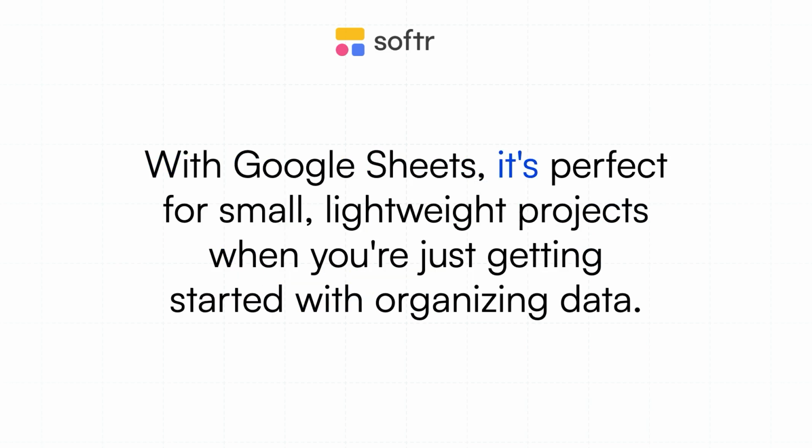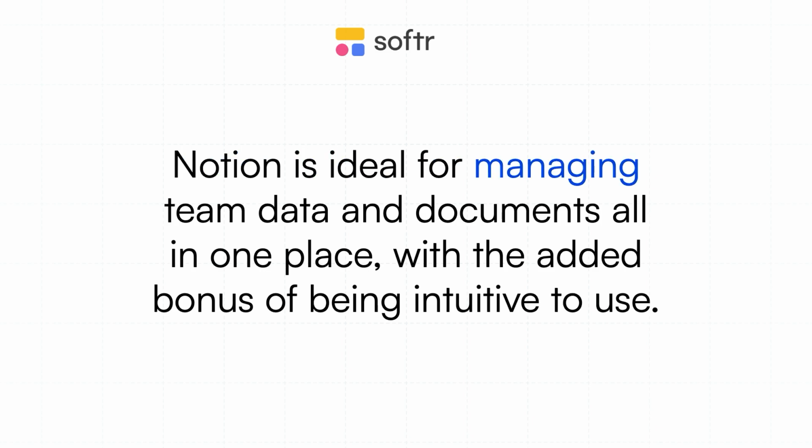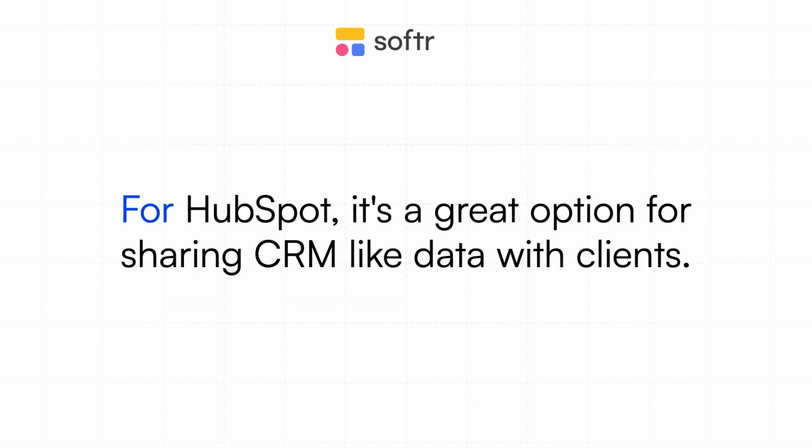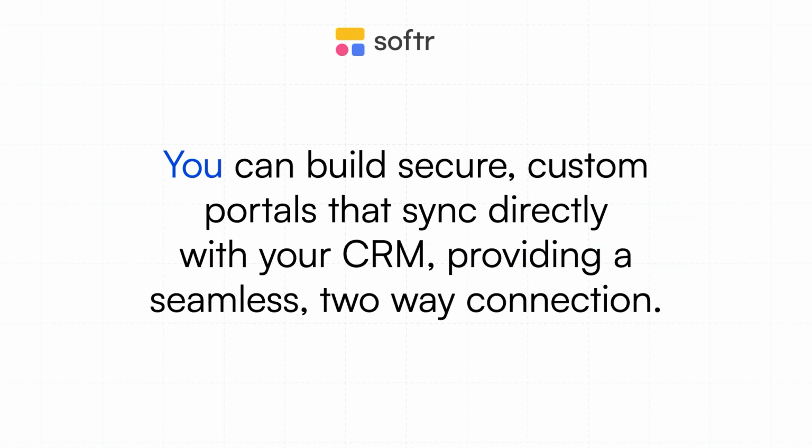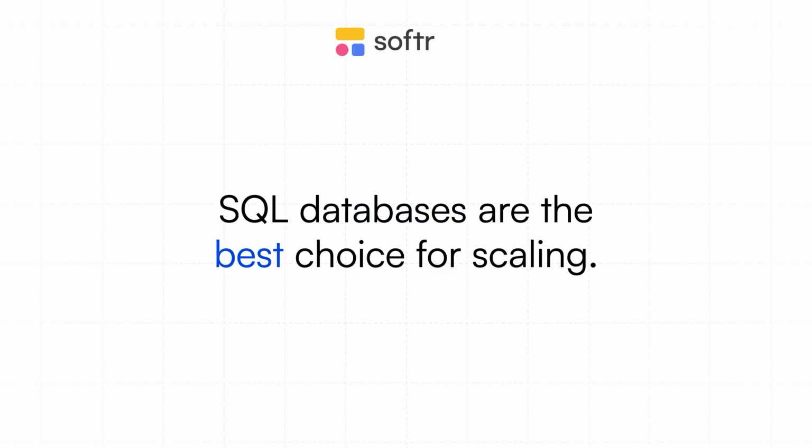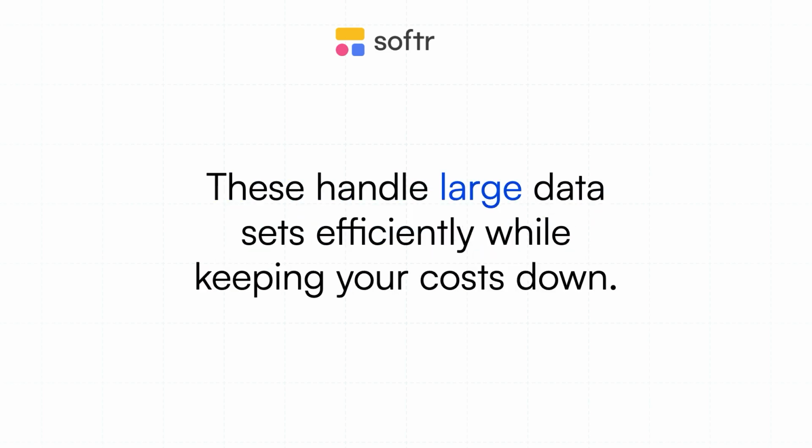Google Sheets is perfect for small, lightweight projects or when you're just getting started with organizing data. Notion is ideal for managing team data and documents all in one place, with the added bonus of being intuitive to use. HubSpot is a great option for sharing CRM-like data with clients. You can build secure, custom portals that sync directly with your CRM, providing a seamless two-way connection. SQL databases are the best choice for scaling. These handle large datasets efficiently while keeping your costs down.